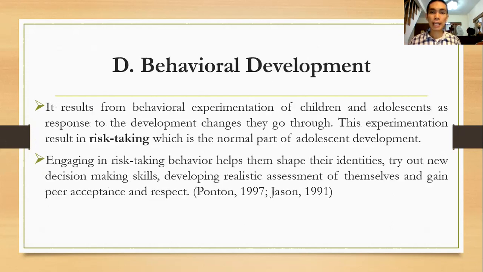And the last one is behavioral development. It results from behavioral experimentation of children and adolescents as a response to the developmental changes they go through. This experimentation results in risk taking, which is a normal part of adolescent development. Engaging in risk-taking behavior helps them shape their identities, try out new decision-making skills, develop realistic assessment of themselves, and gain peer acceptance and respect.